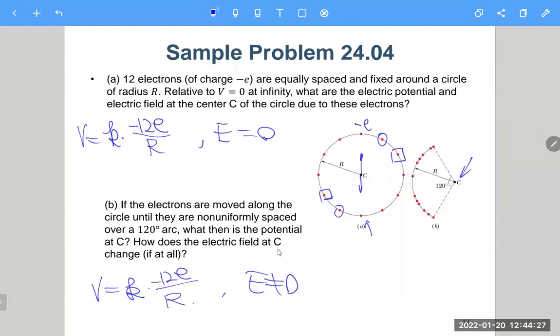How does the E field change, if at all? It probably points to somewhere on this side. But actually it's hard to determine exactly what the direction is, because you don't really know how the charge distributes. It should be related to how it distributes, but it points somewhere to the left side.